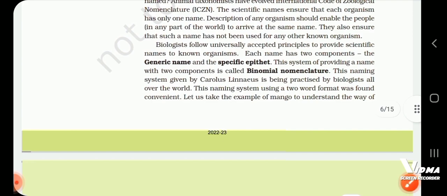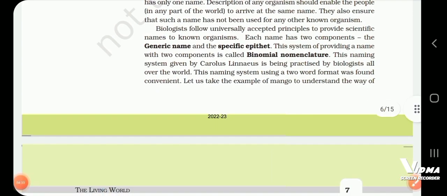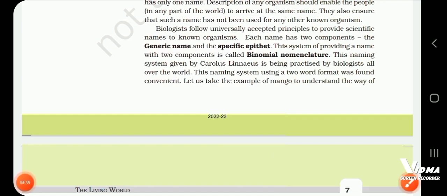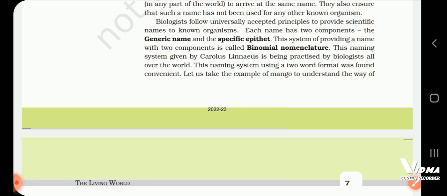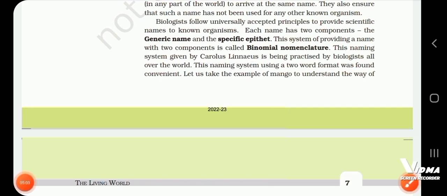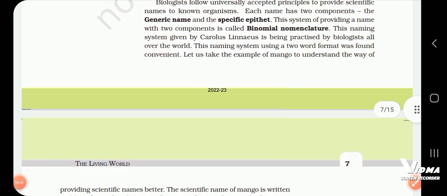Each name has two components: the generic name and the specific epithet. This system of providing a name with two components is called binomial nomenclature. This naming system was given by Carolus Linnaeus and is being practiced by biologists all over the world. This naming system using a two-word format was found convenient.